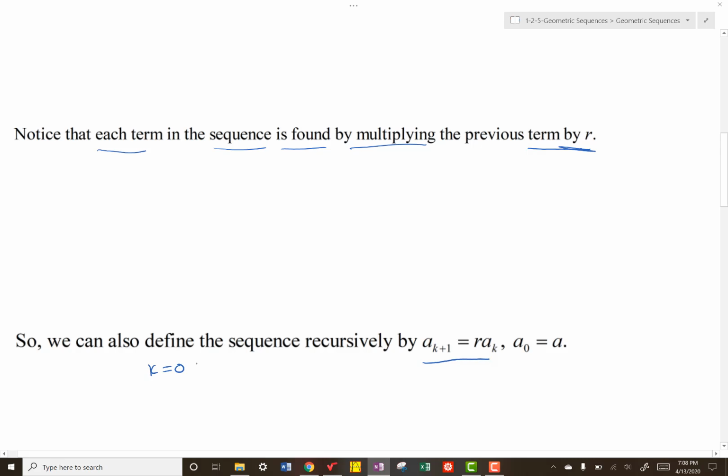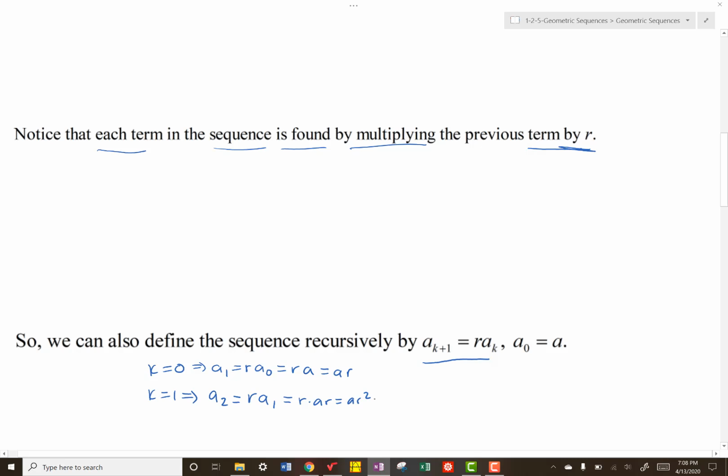So notice k is 0. We already know we got a here, right? And so it follows that a1, plugging in k is 0, so k plus 1, is r times a naught, which is r times a, or ar if you prefer, like we saw above. K is 1, plug it in, you get that a2 is the same as r times a1, which we just found. a1 was ar, so this is r times ar, which is ar squared, and so on and so on, right? So it generates the same sequence.